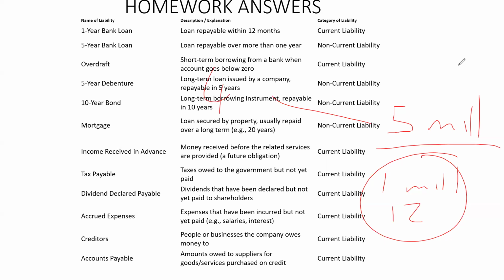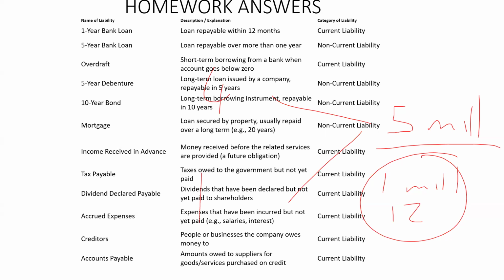4 million is going to be recorded as a non-current liability, whereas 1 million is going to be recorded as a current liability. So that's something that you need to be aware of, that sometimes one single amount of money can be split into two because of the nature of when it's going to be paid back.